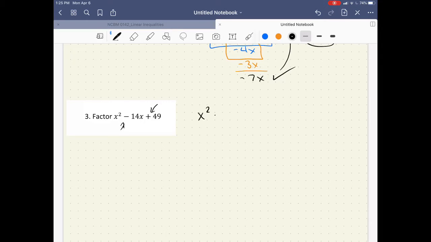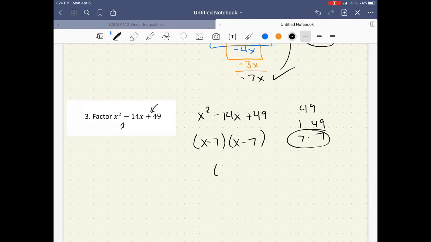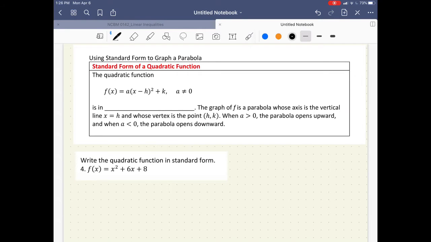So I have x squared minus 14x plus 49. Factors of 49: 1 times 49. 2 no, 3 no, 4 no, 5 no, 6 no, and 7 times 7. Which of those, when you add, will give you 14? That's going to be 7 plus 7. So open parentheses. X minus 7, which can be written as x minus 7 squared. And this is also known as a perfect square trinomial because we have a final of x minus 7 squared.